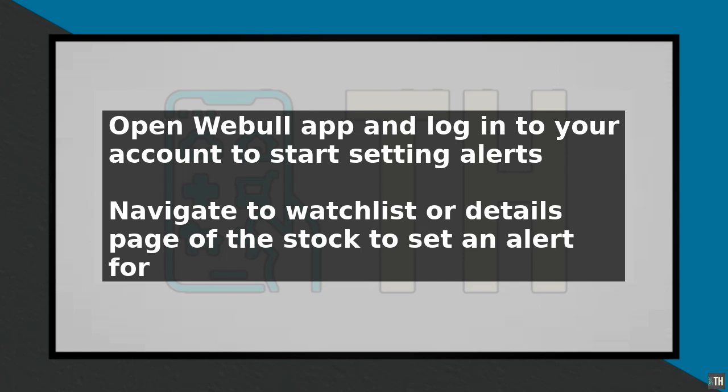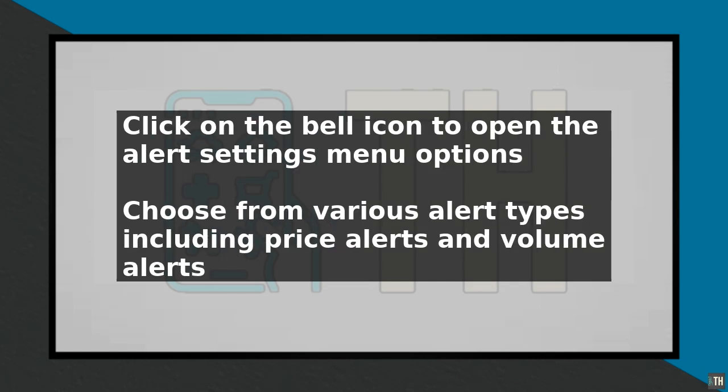This will open the alert settings menu. Here, you can choose from a variety of alert types, including price alerts, volume alerts, and news alerts.